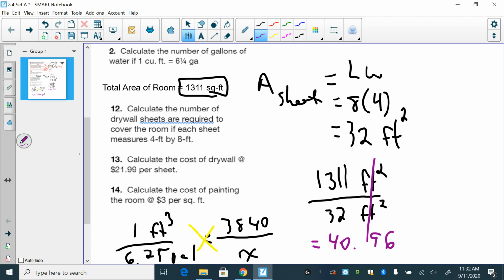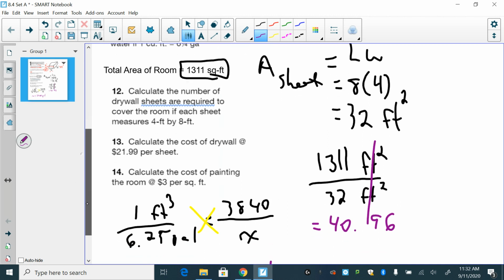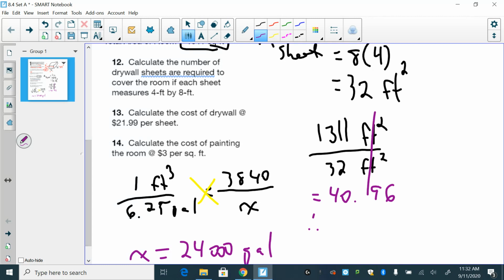40.96. Now you can't buy part of a sheet, right? You have to buy full sheets. So you always round up. So therefore we need 41 sheets, full sheets. That's how many you have to buy at the hardware store. So that helps us for the next question.